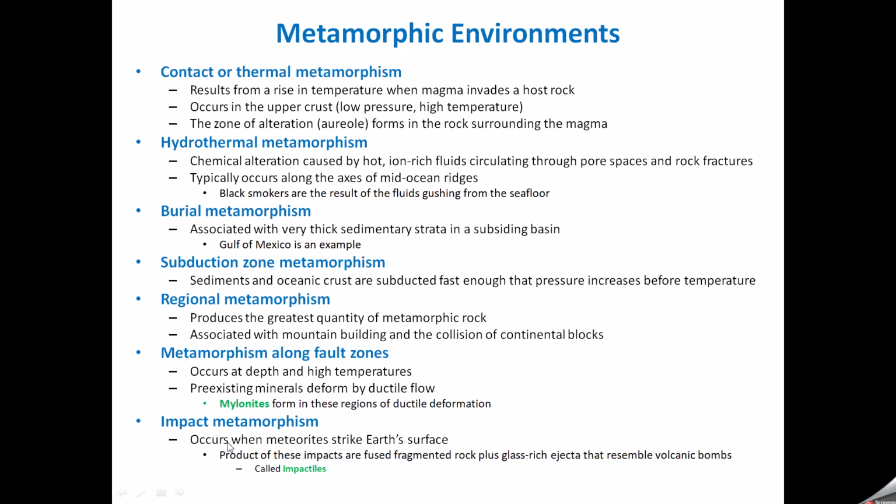Impact deformation occurs when meteorites strike Earth's surface. What's the product? The products of these impacts are fused fragmented rock plus glass-rich ejecta that resembles volcanic bombs, called impactites. So impactites come from impact metamorphism.